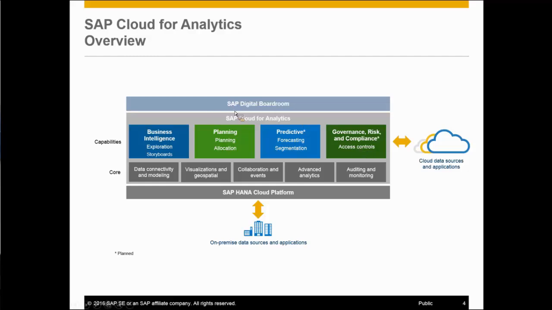And then we have SAP Digital Boardroom, which you might have seen at Sapphire last year or at other events thereafter, which overarches the entire Cloud for Analytics and beyond. This SAP Cloud for Analytics can connect with on-premise data sources and applications, and you can see over here this arrow is bidirectional. We'll talk about this bidirectional arrow in a little more detail as well.